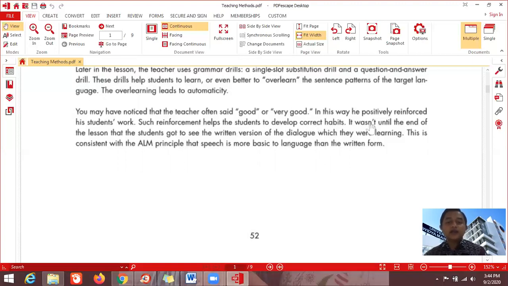And it wasn't until the end of the lesson that the students got to see the written version of the dialogue. So basically, the teacher models the conversations, and by the end of the activity, the students are given the text, and then they learn, oh, I already knew how to pronounce these words. That's what is inside the student's mind, of course. And this is consistent with the audiolingual method principle, that speech is more basic to language than the written form.